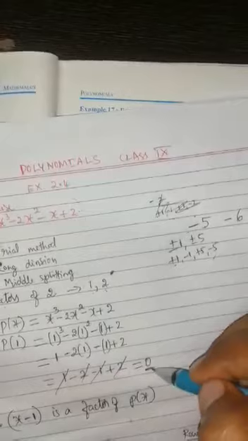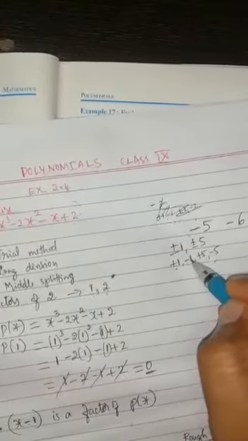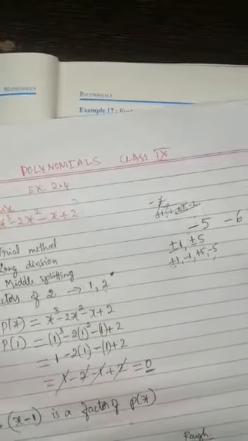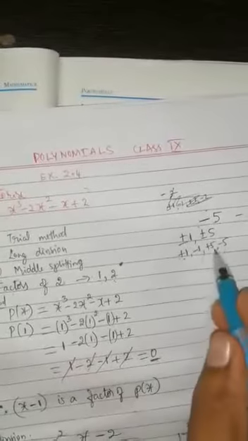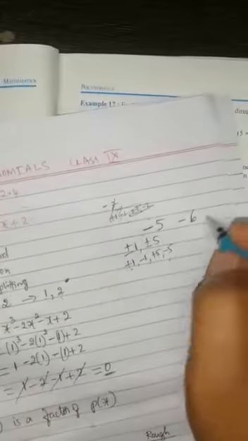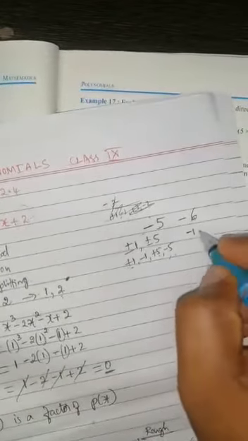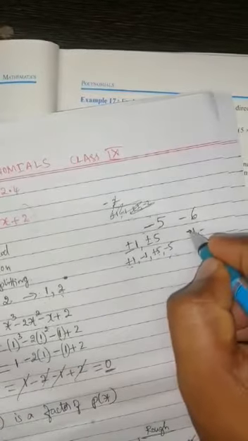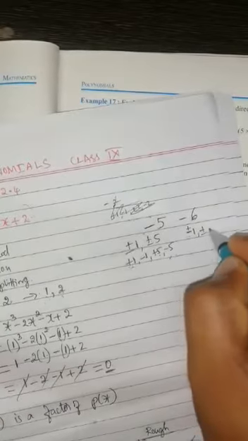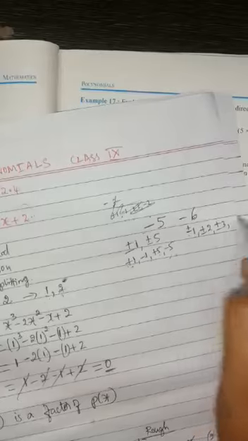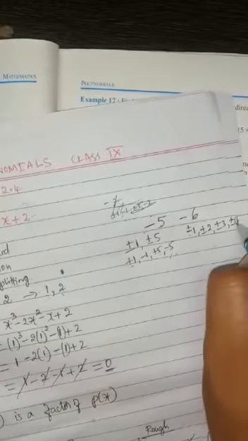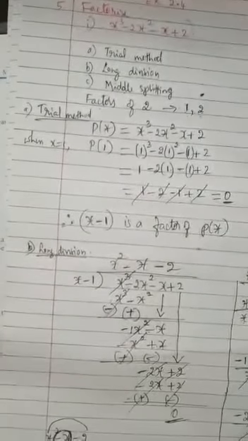If with plus 1 you are not getting 0, you have to try with minus 1. If with minus 1 you are also not getting a 0, then you try with plus 5. For minus 6, what are the factors? Plus or minus 1, plus or minus 2, plus or minus 3, plus or minus 6. So these are the factors.